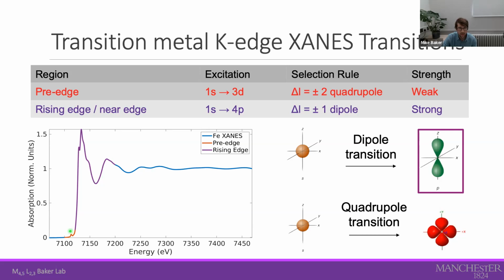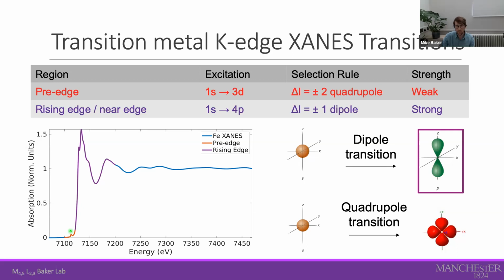So going into a bit more detail about this iron K-edge example, we have the pre-edge, as you can see, being much less intense than the main edge, which is of course the transition into the 4p. The reason for this is transition selection rules. The dipole transition oscillator strength is much greater than that of the quadrupole. As we go from an s to a p, we change the orbital angular momentum by 1, whereas if we go from an s to a d, that's a change in orbital angular momentum of 2, and therefore we have a much weaker intensity.